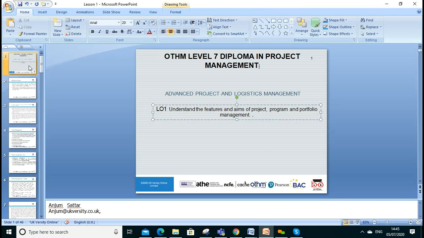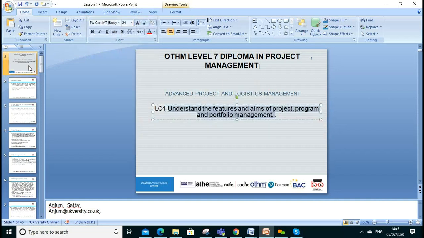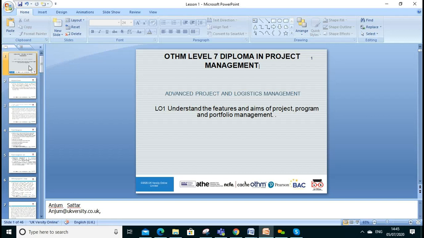We are going to start a new module, Advanced Project and Logistic Management. Today's lesson will go through LO1. LO1 is learning outcome 1, and in this learning outcome we'll go through understanding the features and the aims of the project, program, and portfolio management.